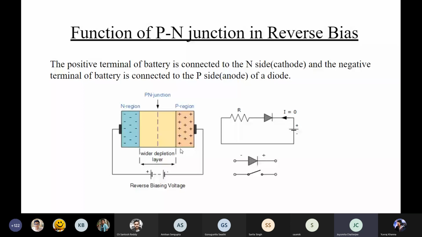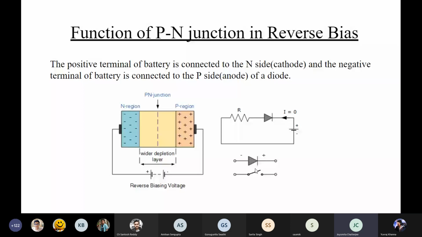However, there is some minority carrier flow also, and that leads to a very small current, which is called the leakage current. It's in the order of microamperes, so it's very small. Now, next we'll go to the static characteristics. Over here, what we can see is that the diode acts as an open circuit. So the diode is basically acting as a switch that is short in case of a forward bias and open in case of a reverse bias.